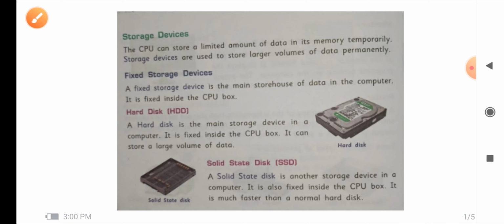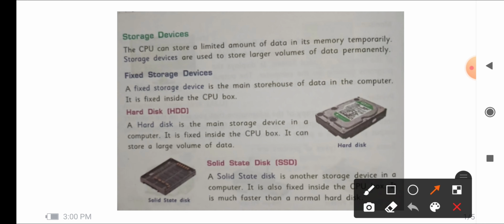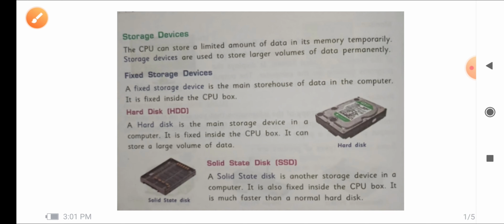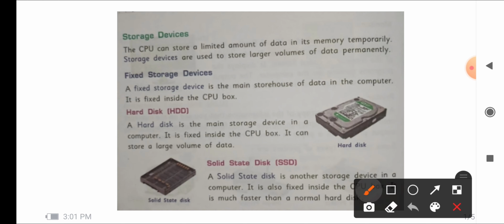A fixed storage device is the main storehouse of data in the computer. It is fixed inside the CPU box. Already there are some storage devices in the CPU. You can see here hard disk is written. So we'll see first of all the hard disk.